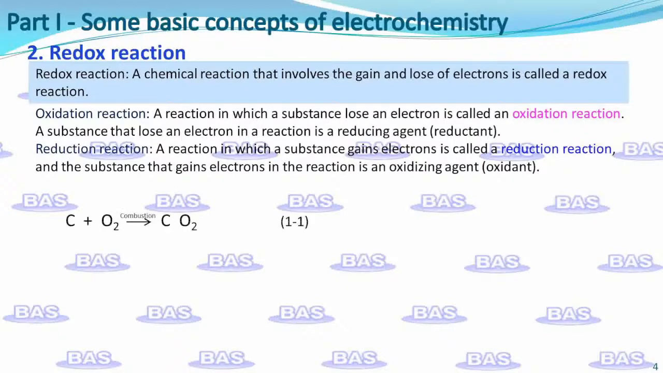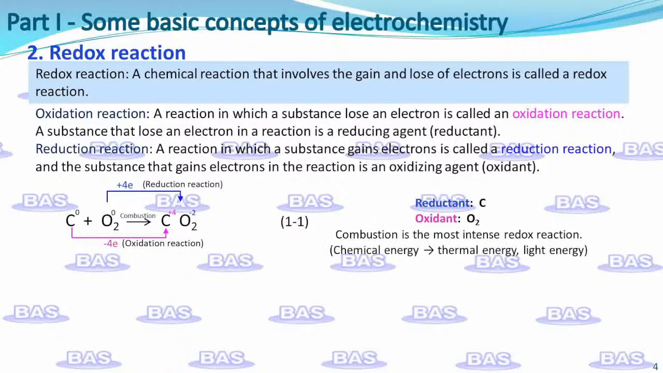The chemical reaction of carbon combustion with oxygen is one of the simplest redox reactions. In these reactions, the carbon element loses electrons. An oxidation reaction occurs, and the carbon molecule becomes a reducing agent. At the same time, the oxygen element gains electrons. A reduction reaction occurs, and the oxygen molecule becomes an oxidizing agent.